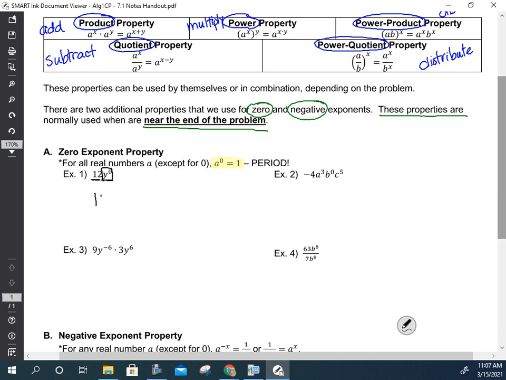So the 12 comes down. Y to the 0 power is 1. And that's easy enough. 12 times 1 is 12. That's it. Problem's over. Any questions? Example 1.